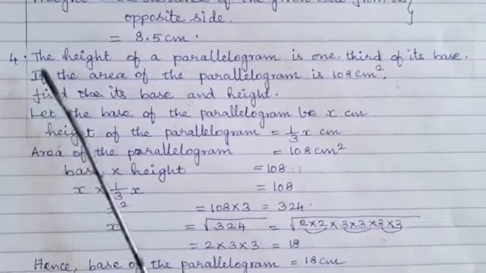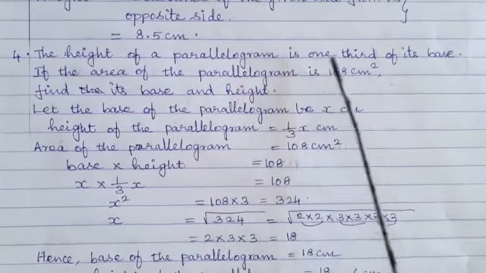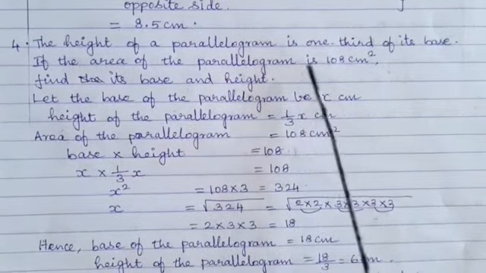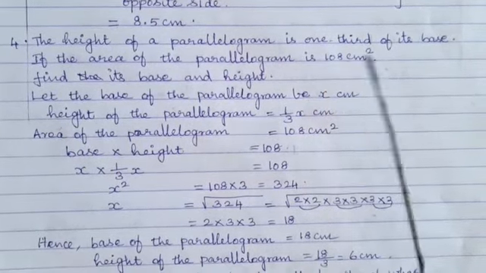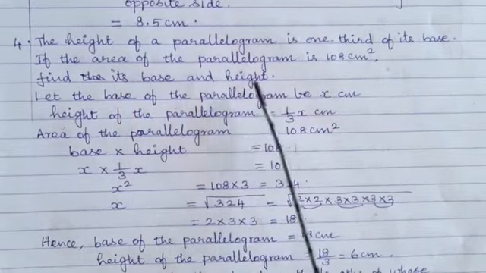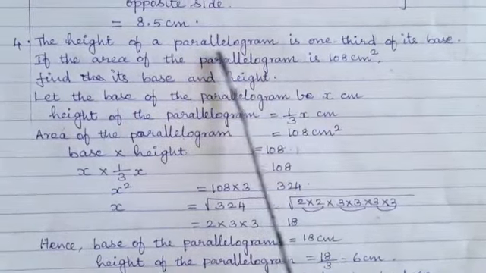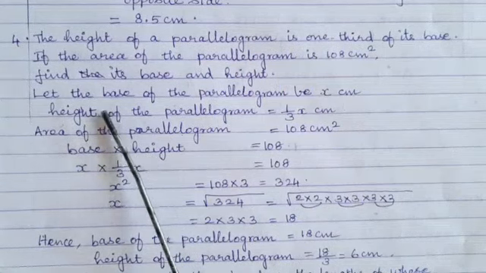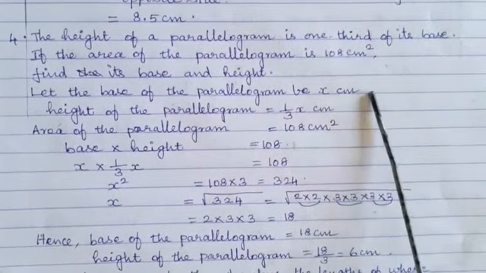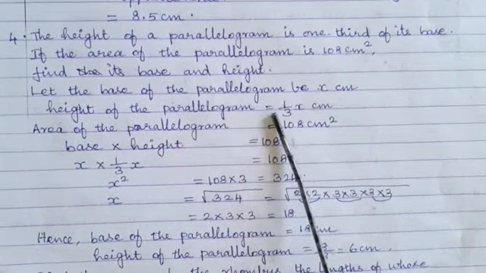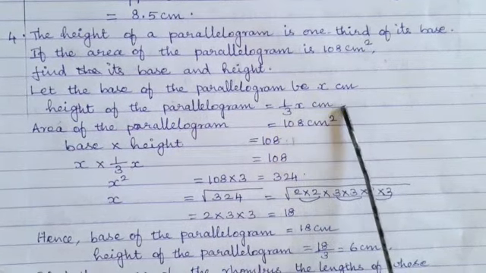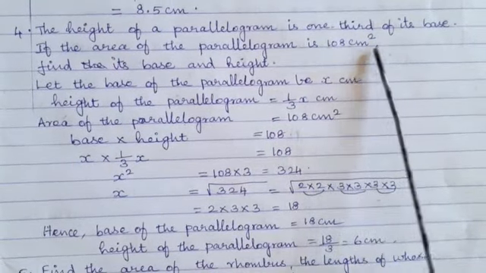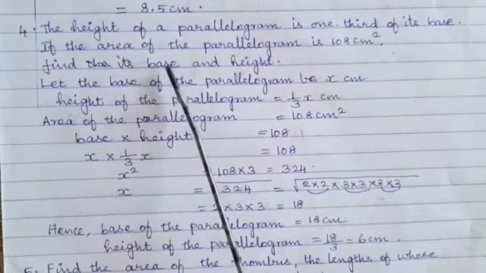Question number 4. The height of a parallelogram is 1/3 of its base. If the area of the parallelogram is 108 cm squared, find its base and height. What is given in the question? Here you have to frame the statement. Height of the parallelogram is 1/3 of its base. So let the base of the parallelogram be x centimeter. Height of the parallelogram equal to 1/3 x centimeter. And area of the parallelogram equal to 108 centimeter squared. It is given in the question. Now we are going to find its base and height.